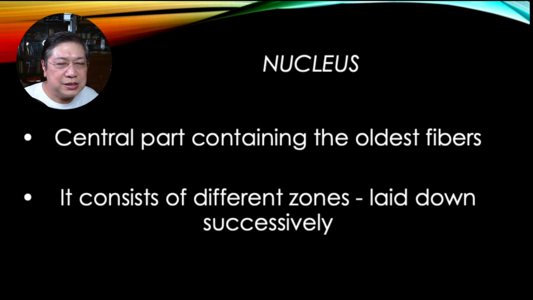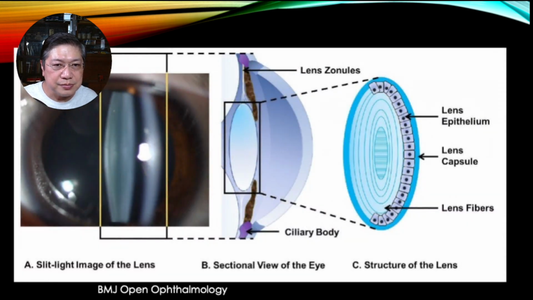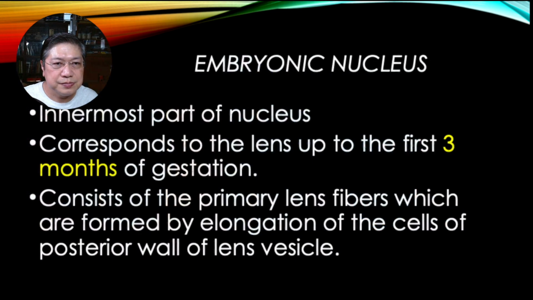The nucleus is the center part, and it contains the oldest fiber. Now, there are different zones in the nucleus. You can actually tell when the problem started by trying to identify which zones were involved or became pathologic. Again, the one in the center, that's the nucleus. The embryonic nucleus, that's the very center. Okay, that's the innermost part of the nucleus. It corresponds to the first 3 months of gestation.